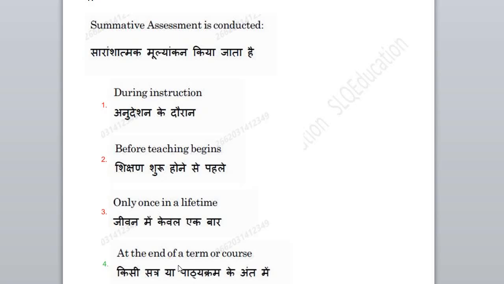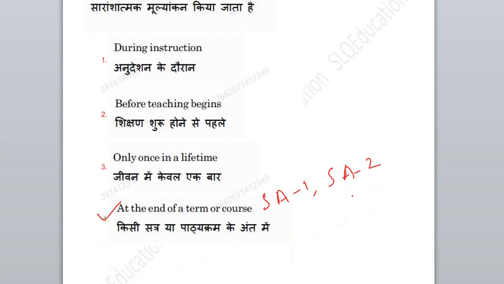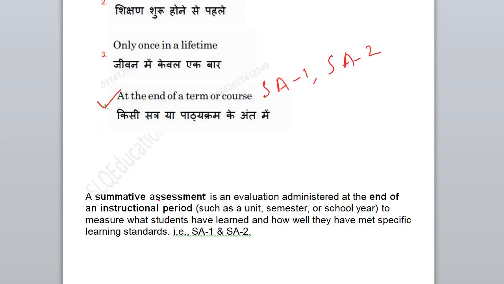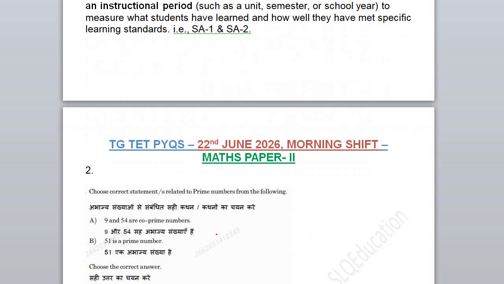Summative assessment is conducted at the end of the course. It actually means essay 1 and essay 2. This means first term, at the end of half of the syllabus, essay 1, then at the end of the complete syllabus, essay 2. So here the definition is also given.